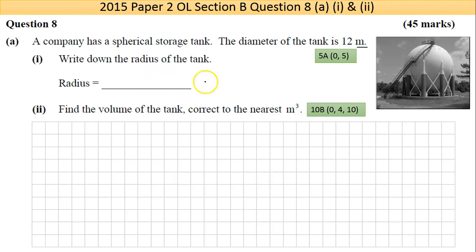Now, what could be wrong as well is not including the units. Okay, so be very, very careful to always include units, even if you're not sure. If you're not sure, use them. If you're sure, use them. So if the diameter is 12 meters, the radius is half that, so it's 6 meters.